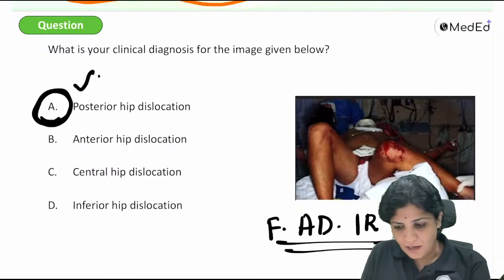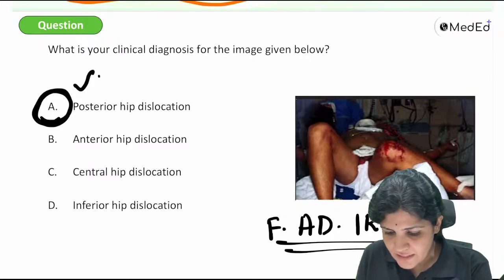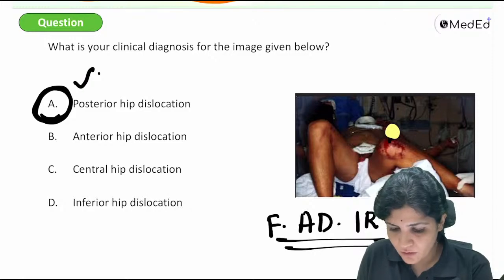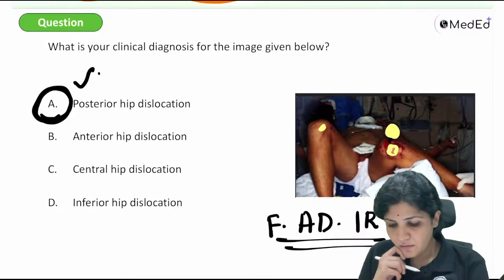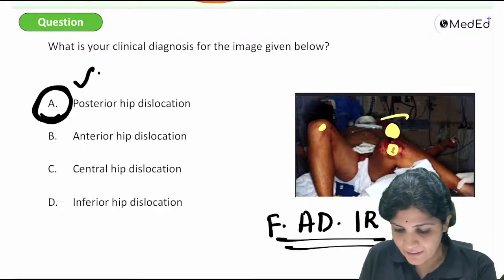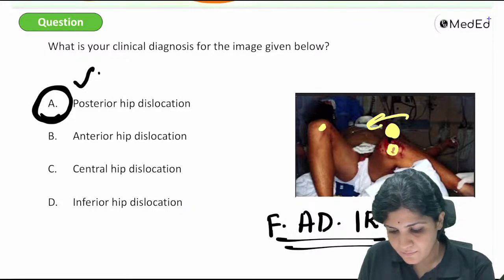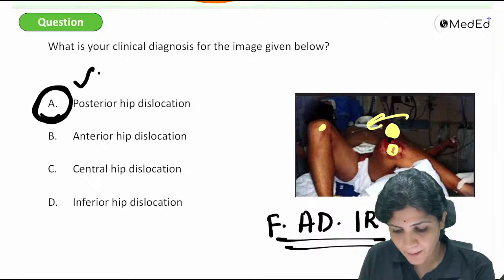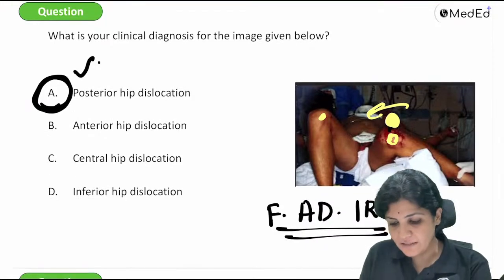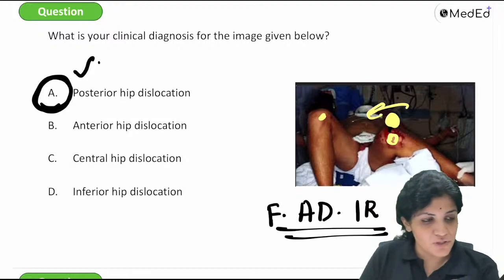Not FABER. How is it FABER? This is the traumatic one. I mean, this one, not this. You can see the injury here. This is flexion, adduction. It is inside. Yeah, flexion, adduction, and internal rotation. So the answer is posterior hip dislocation here.